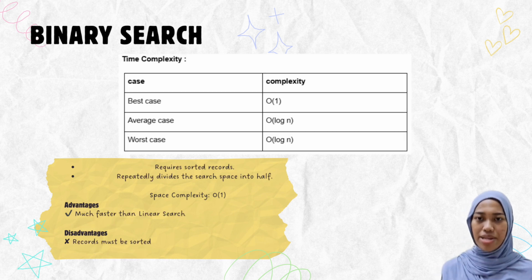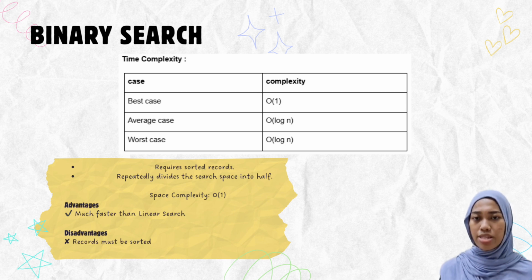The second algorithm is binary search. Binary search works only on sorted data. Instead of checking records one by one, it repeatedly divides the search space into two halves and eliminates the half that cannot contain the target value. For example, when searching for a student ID, the algorithm first checks the middle record. Based on the comparison result, it continues searching in either the left or the right half of the database.